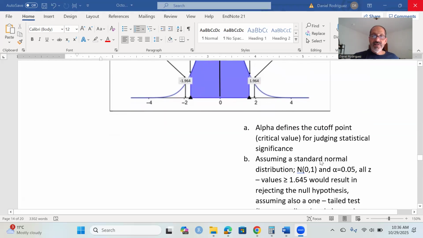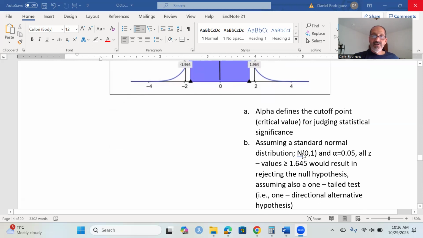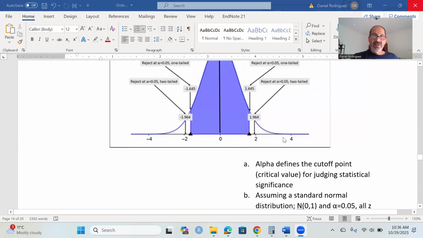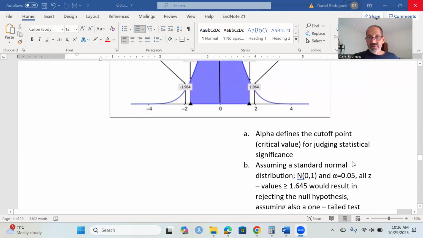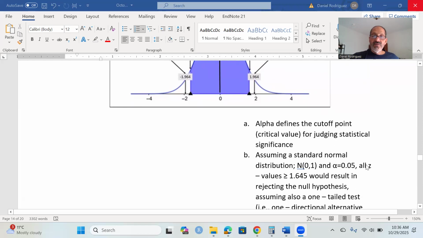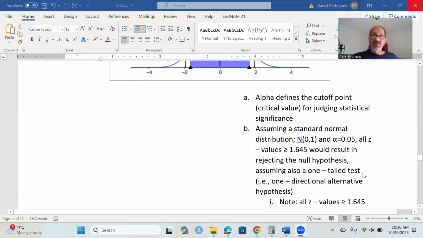So let's work through this here. Assuming a standard normal distribution, and I use this symbolism here because the natural parameters for a normal distribution are the mean and the variance, right? So the mean here is 0 in a standard normal distribution. This is the one we use when we calculate probabilities. Mean is 0, standard deviation is 1, and I'm assuming you know what that is, but if you don't, it's something you want to look up. And alpha is 0.05, so we're taking a 5% chance of a false positive result. All z values greater than or equal to 1.645 would result in rejecting the null hypothesis. This is also assuming a one-tailed test.